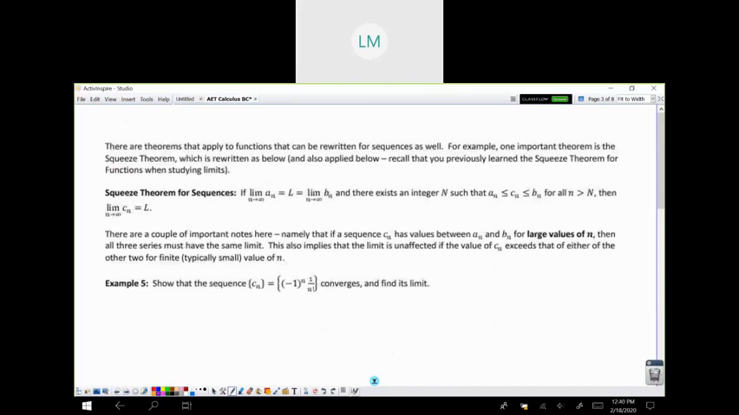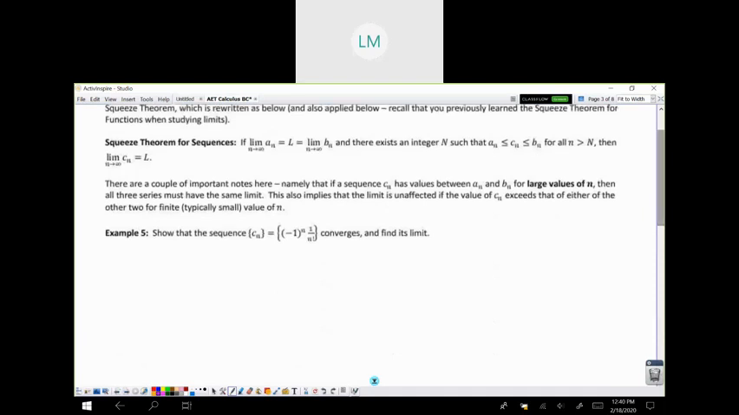So remember from the Squeeze theorem when we talked about limits, if the limit as n approaches infinity of a sub n is equal to L, and the limit as n approaches infinity of b sub n is also equal to L, and there exists an integer such that c sub n is between a sub n and b sub n, then our limit as n approaches infinity of c sub n equals L. So what we're doing is we have this sequence. I'm going to try to sketch it here.